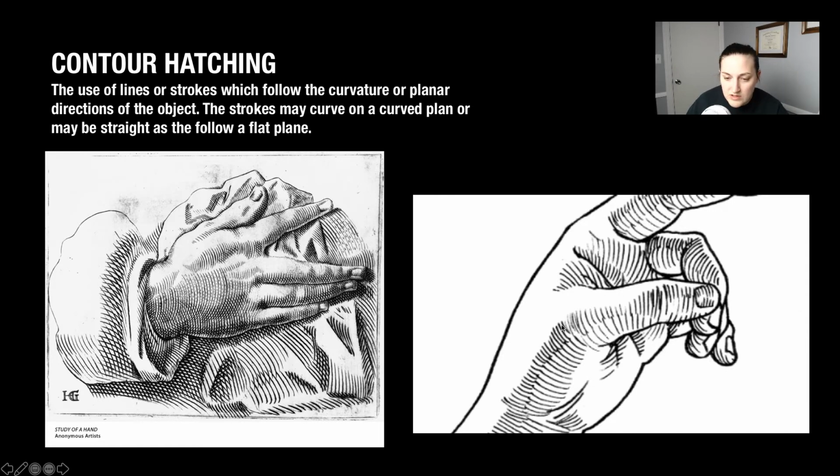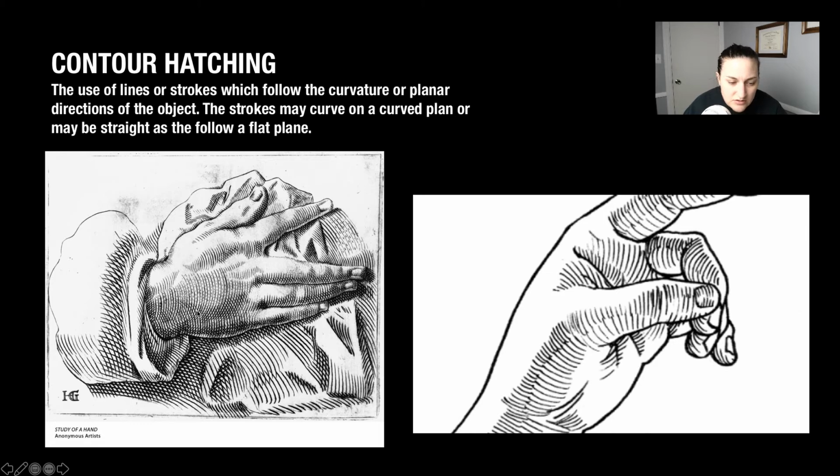Again, so we have this thumb that comes up. This is the thenar muscle in the thumb. And so we have the curvilinear, the contour hatching going in that direction to reinforce the idea that these planes are wrapping around in that direction, giving even more form and dimensionality.